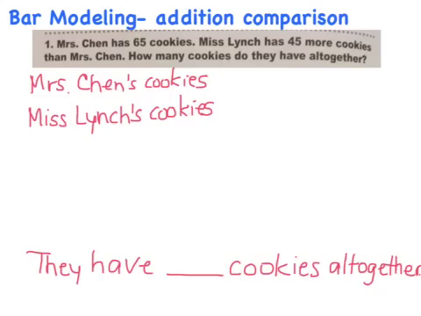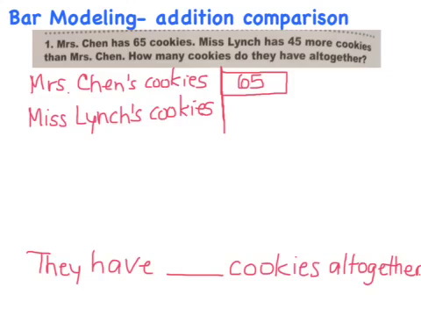Step 4, I'm going to draw the unit bars. I'm going to give them a starting line. We do this to make sure that the bars are lined up. Mrs. Chen has 65 cookies. That will be my first bar. I'm going to label it 65.